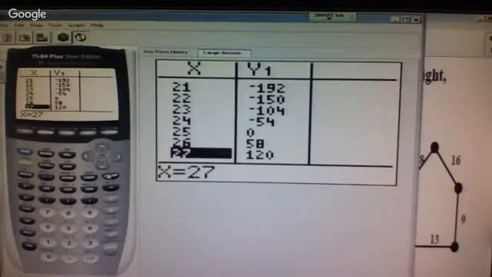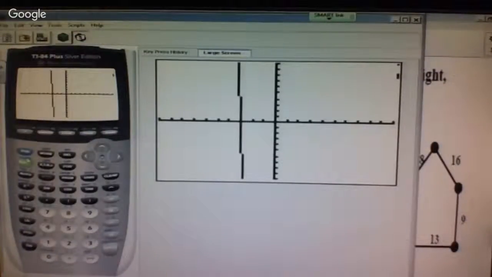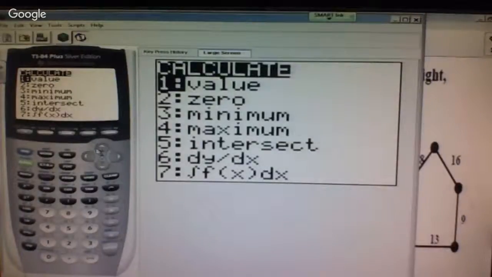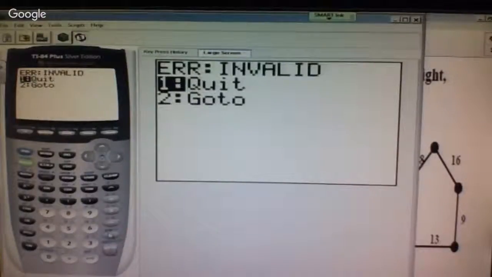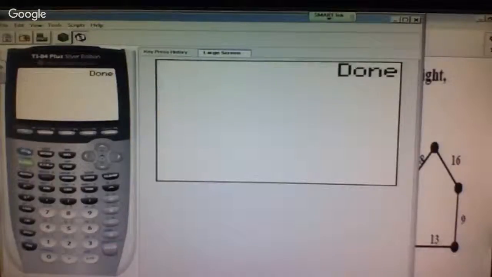Go to your graph, hit graph, and then go to value, and then go to second trace. Wait, go to graph, go to what? Okay, second trace, and then value, and then 25. Yeah, but how do you know to guess 25? That's not what I did. Go to your zeros. I forgot what I did, but I didn't do that whole table thing. Go to zeros.